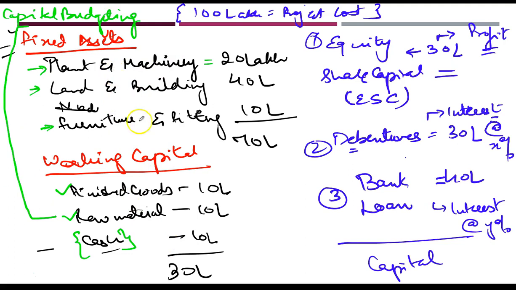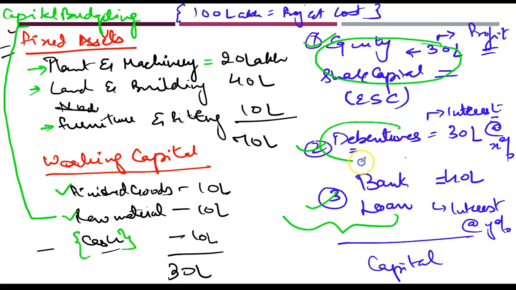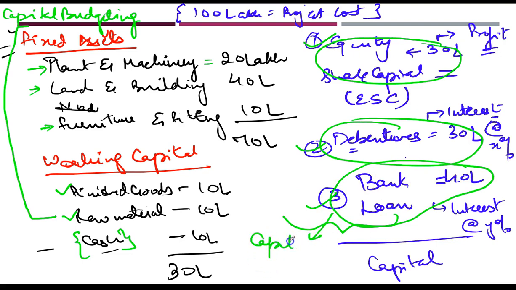Now, once you have decided where you need to invest how much money, then you decide where you are getting your money from. In this case, you had decided that the sources are equity share capital, debentures, and bank. So how much money you will get from which source determines your capital structure.